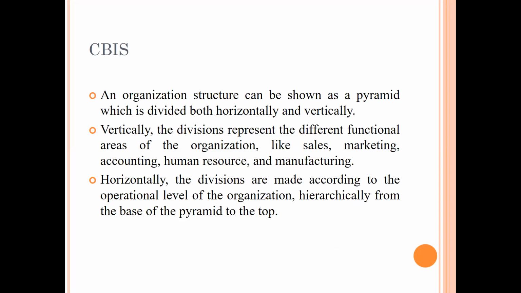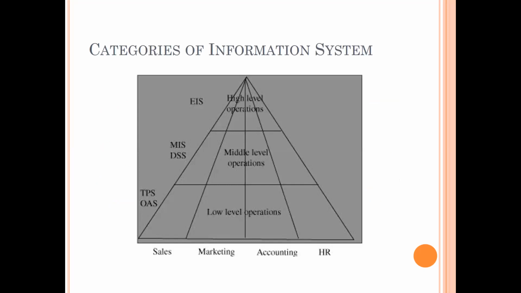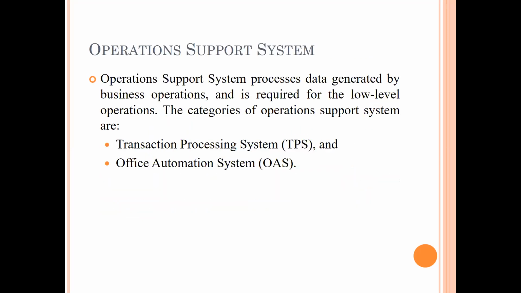Vertically, the divisions represent different functional areas of the organization, like sales, marketing, accounting, human resource, and manufacturing. Horizontally, the divisions are made according to the operational level of the organization, hierarchically from the base of the pyramid to the top. So horizontally, this is the operational level. We have high-level operations, middle-level operations, and low-level operations. So we'll look at the various information systems at the different levels, from the top level, the middle level, and things like that.